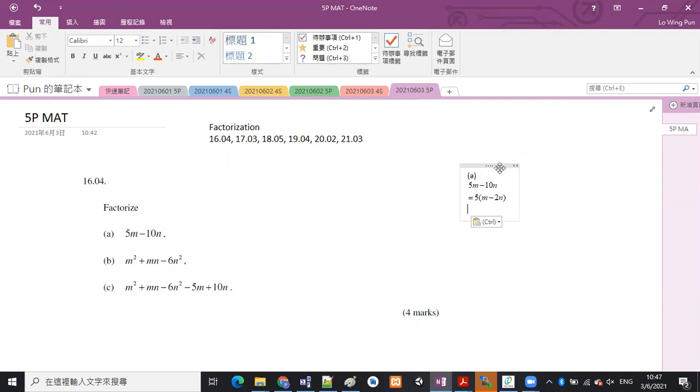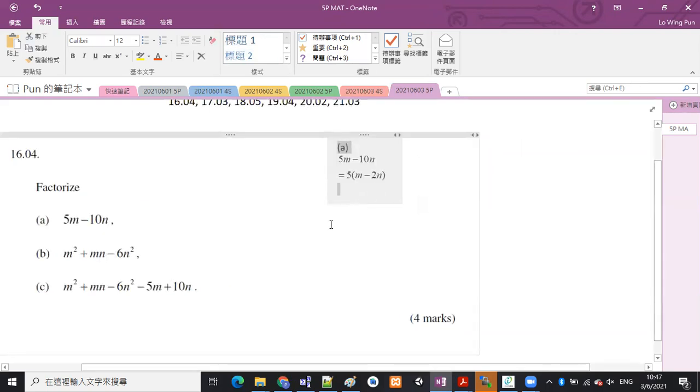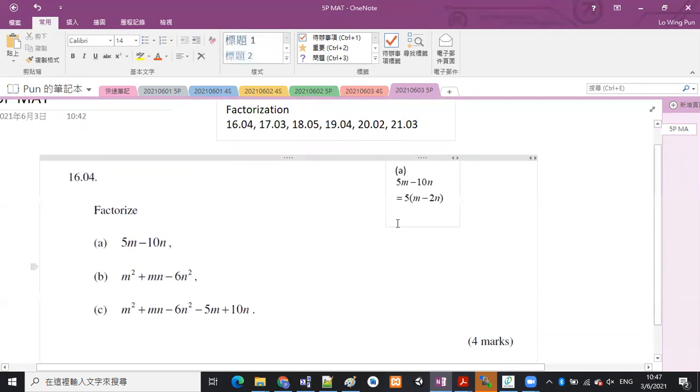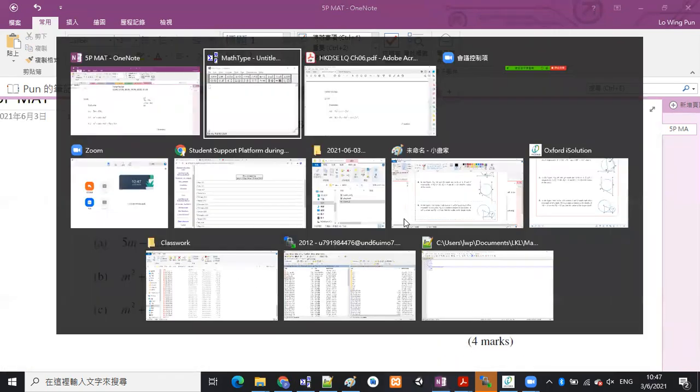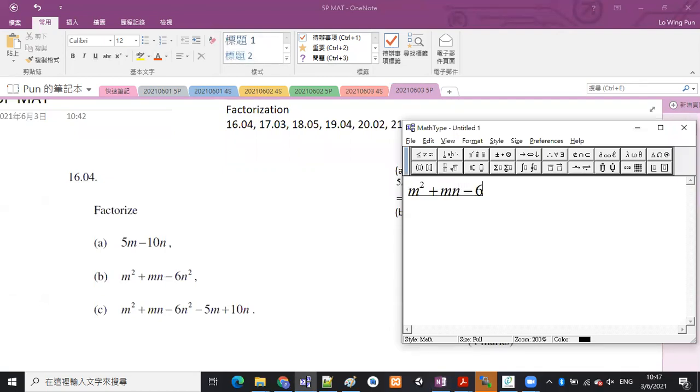Part B. And we have m squared plus mn minus 6n squared. Okay, this time we have square term here. Okay, and we have 2 variables, m and n. Is there any common factor which we can take out? No matter it is number or letters, we have common factor for all the terms.